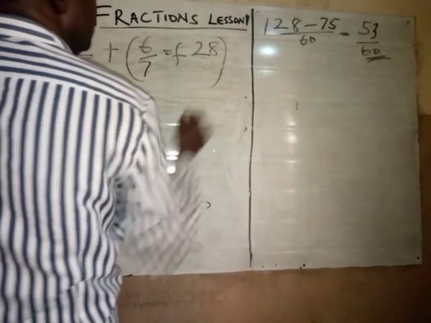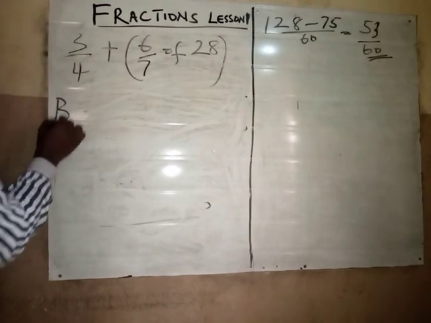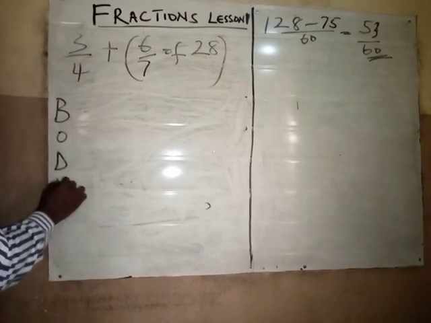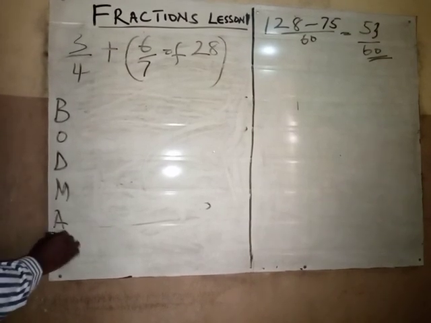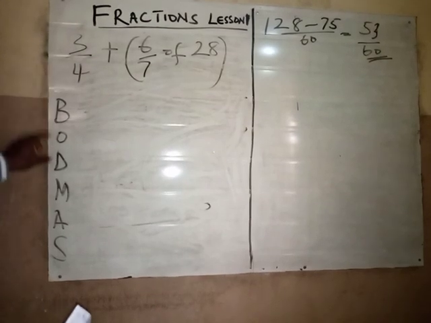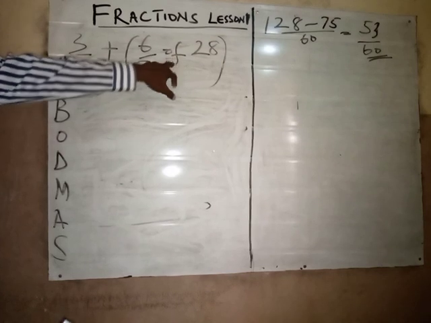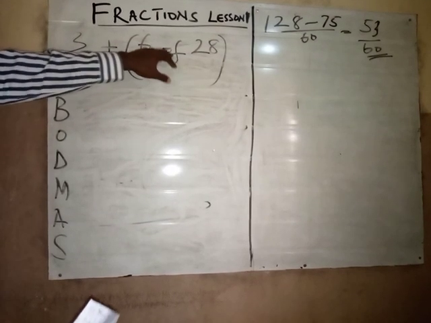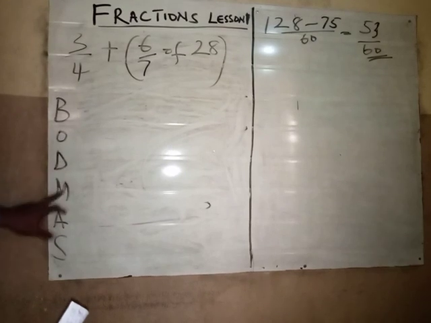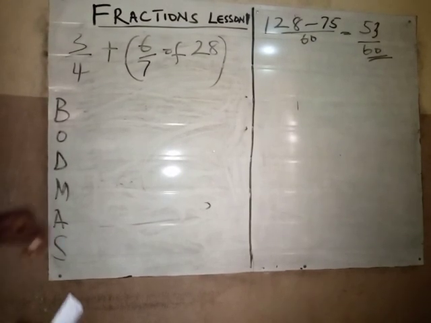The law of BODMAS says brackets, of, division, multiplication, addition, and subtraction. That means you open the bracket first and deal with of. Of is multiplication; this sign is also called multiplication here. Then if there's division, you divide. Then if there's multiplication, you multiply. Then if there's addition, you add before you subtract.